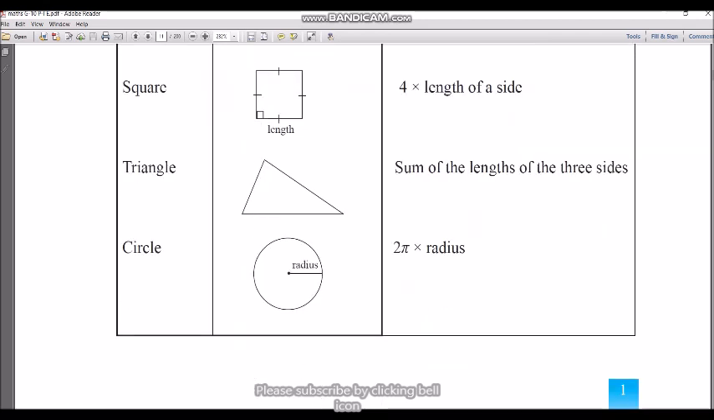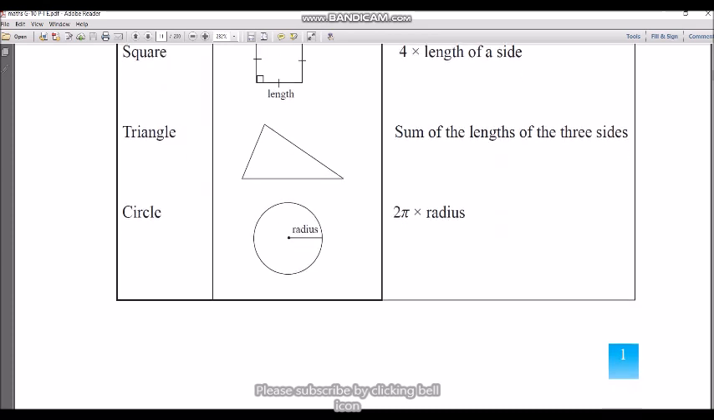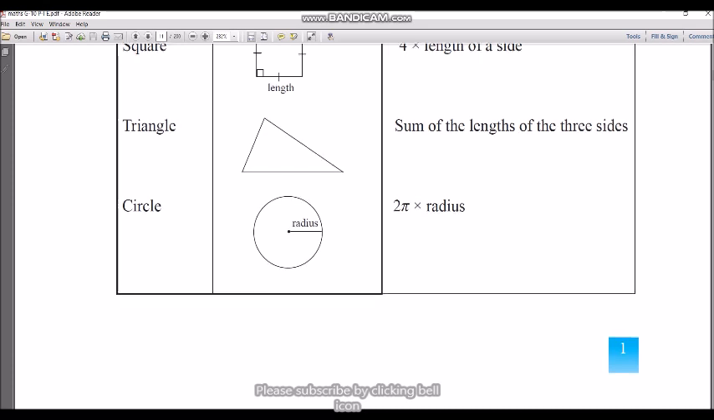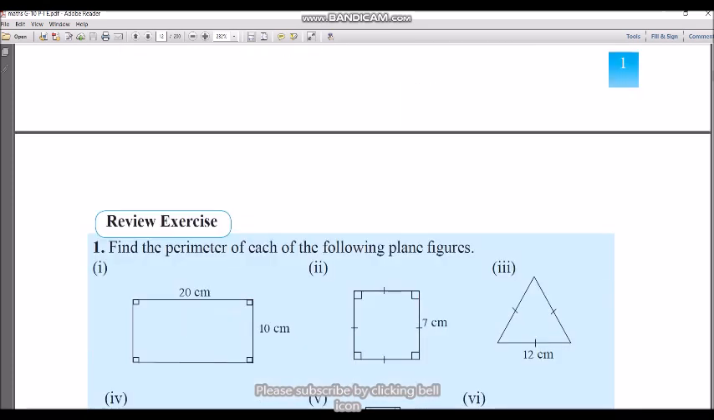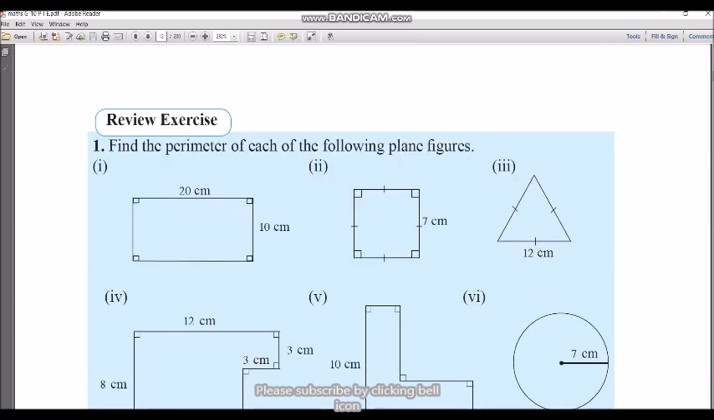And triangle, the sum of the lengths of the three sides is the perimeter of the triangle. And circle is a special kind of shape. So in this case, we know the value of pi is 22 by 7. Those are the main shapes we learned in our previous grades, and there's a review exercise for that.